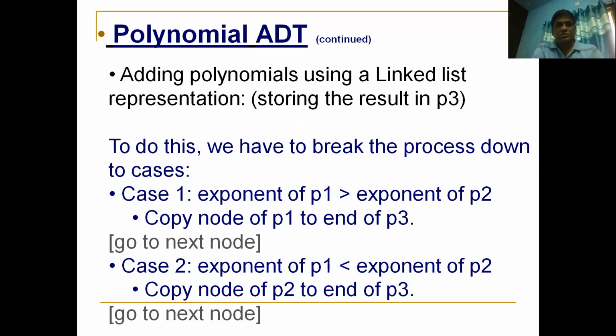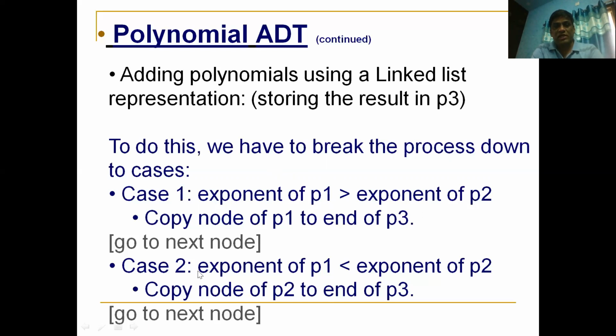Okay. So now, once the polynomial is properly represented, to add any two polynomials, you need to handle three cases. First case is if the exponent of the first polynomial is greater than the exponent of the second polynomial, then we simply add the term from the first polynomial to the end of the result, that is P3. So assuming that P3 is the resultant polynomial of addition of polynomial 1 and polynomial 2, we simply add the term from polynomial 1 to the end of polynomial 3, the result polynomial.